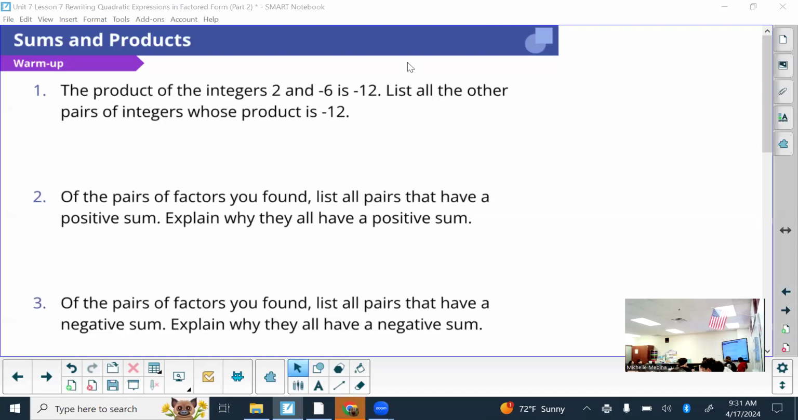So we already touched on what product means, but if you needed a reminder, then maybe star or highlight that product is the answer to a multiplication problem. I'm doing that too: product is the answer to a multiplication problem.